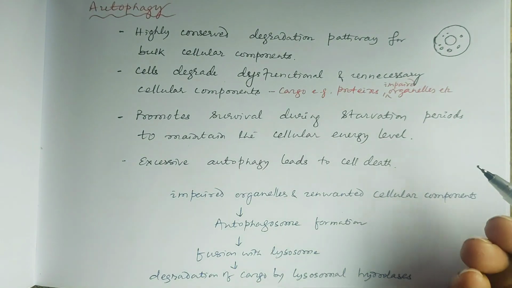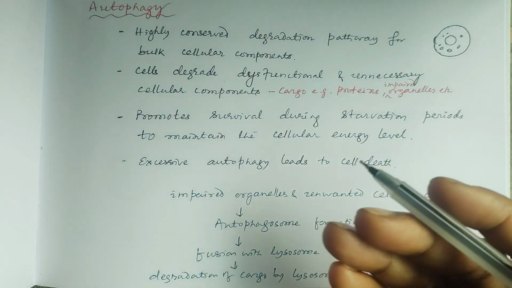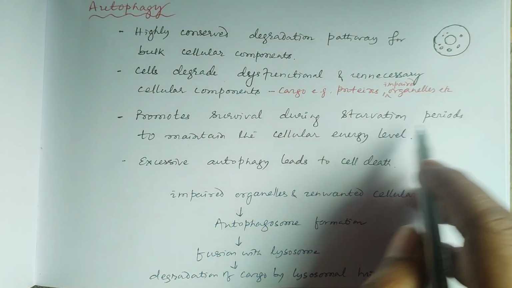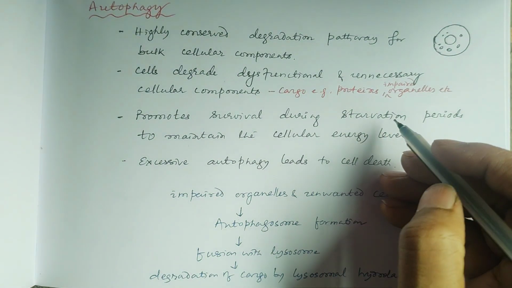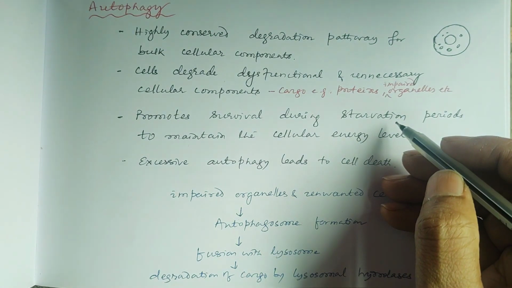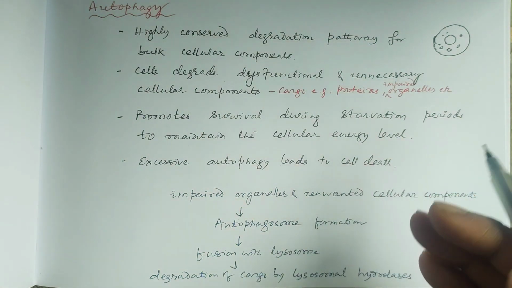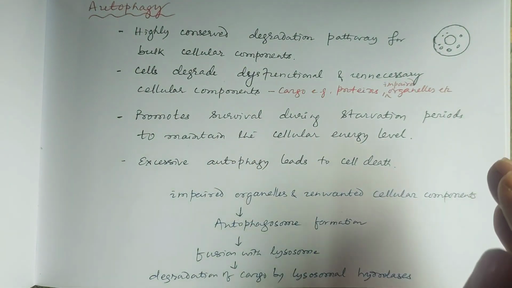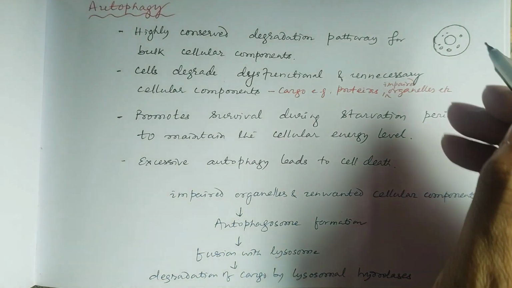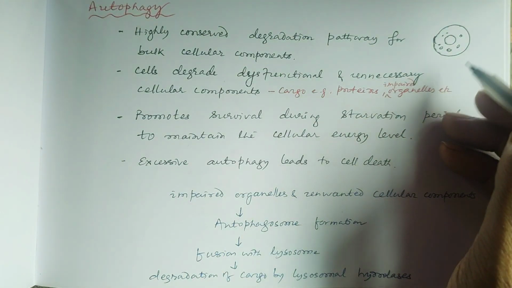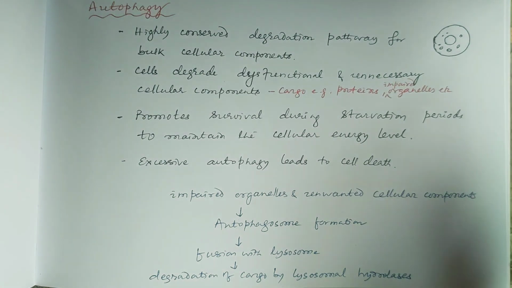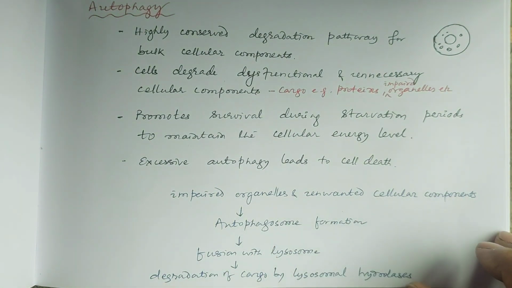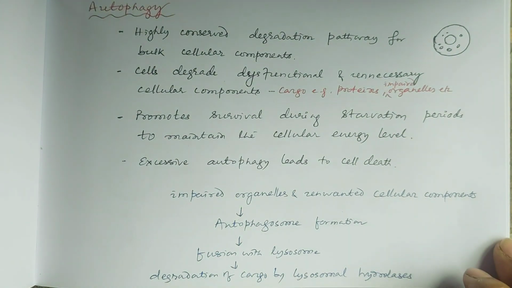And so we can say that it is a process which promotes the survival of the cell during the starvation period. During the starvation period there is not enough nutrient for the cell, so the cell will develop this mechanism of autophagy so that the cellular energy level will be maintained and the unnecessary dysfunctional components will be removed so that the cell can survive. However, excessive autophagy will lead to cell death.